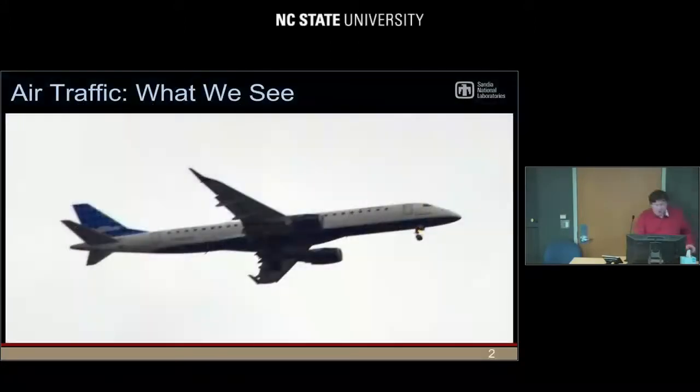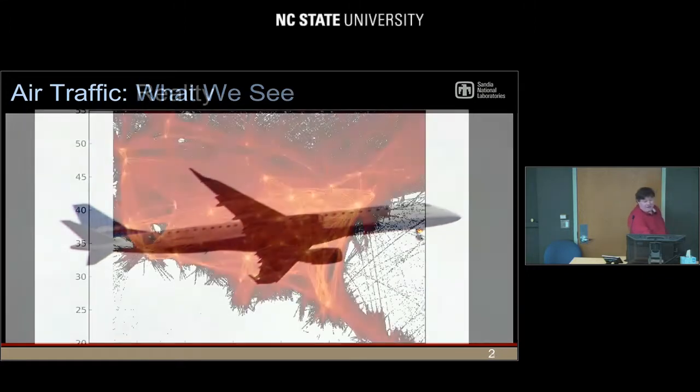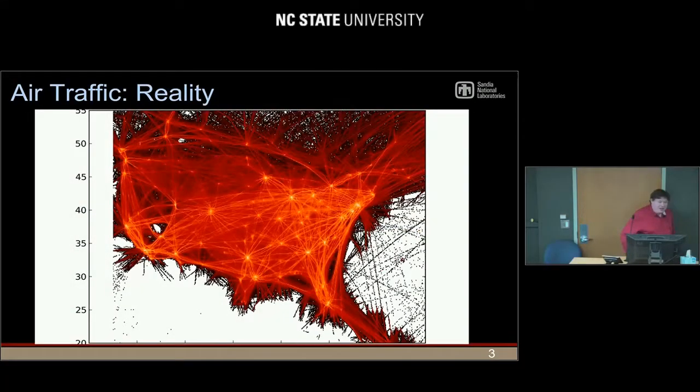Anyway, when we look up at the sky and see an airplane, this is what we see about air traffic. Almost always a single airplane, almost always either on approach or taking off. It's a very simple, deceptive view. Here's the reality of it. This is a heat map showing, I think, a week of air traffic over the continental U.S. and part of the Caribbean.